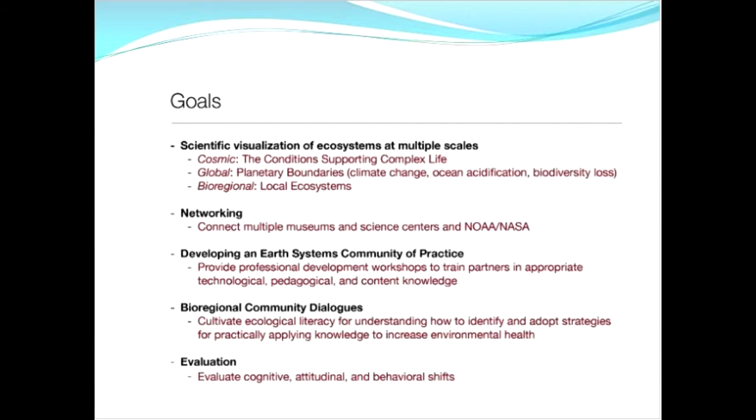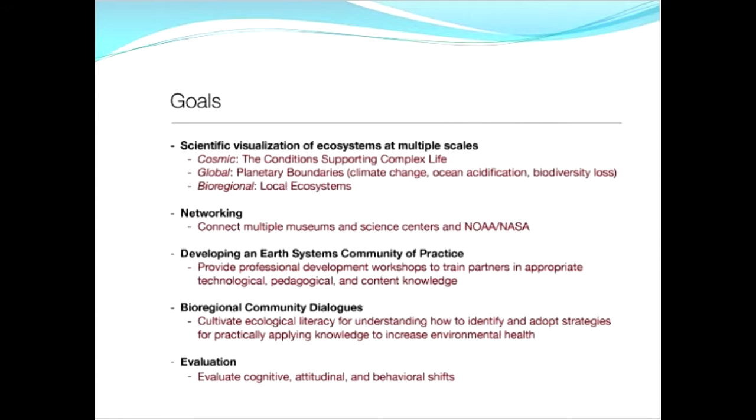the proposal is specifically to look at the conditions supporting complex life in the cosmos, then zooming into a global scale where we'll be looking at planetary boundaries of climate change, ocean acidification, and biodiversity loss specifically, and talking about NOAA's climate literacy principles.